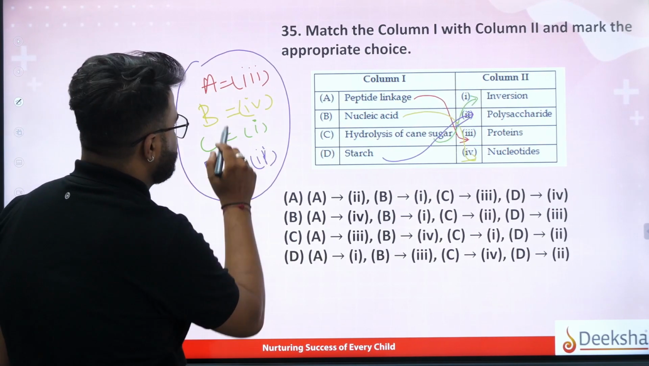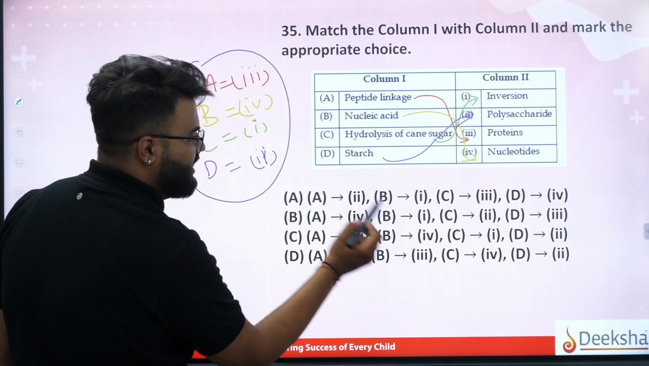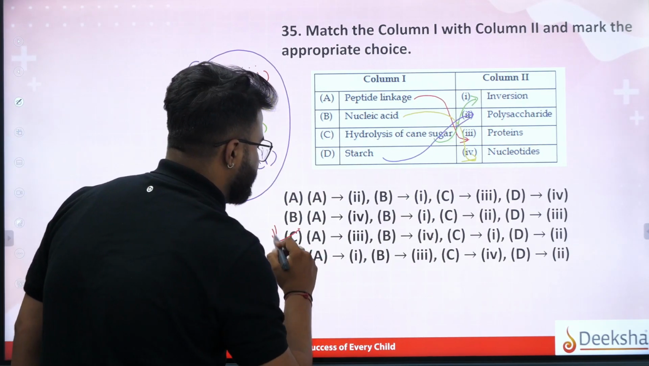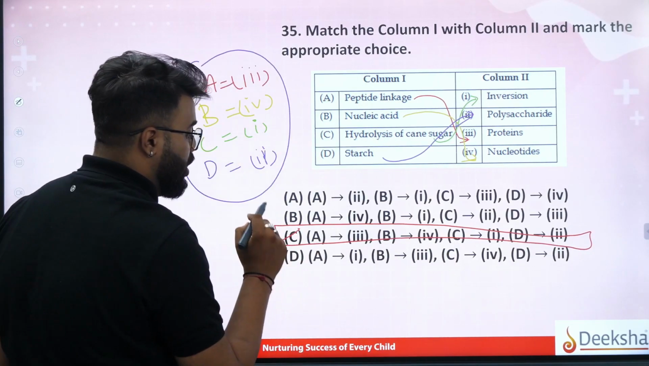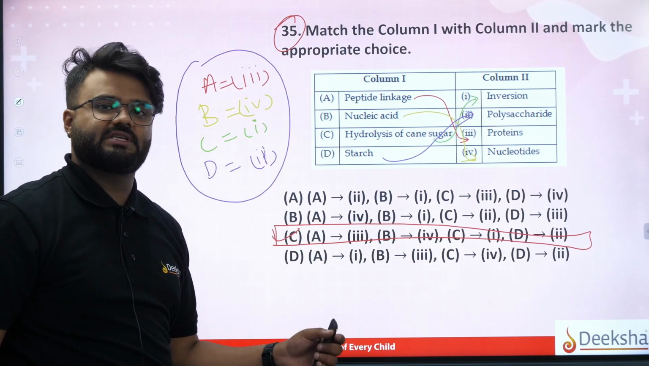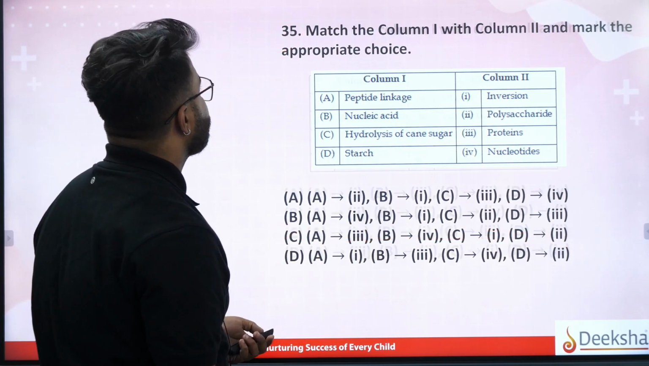Check in which option all this is matching. It is matching with A is 3, B is 4, C is 1 and D is 2. So option C will be your correct answer for question number 35.